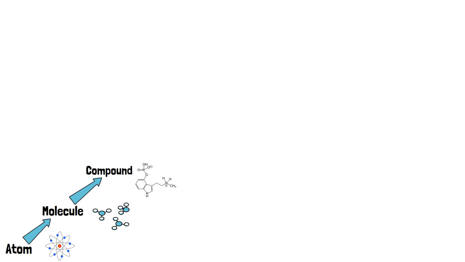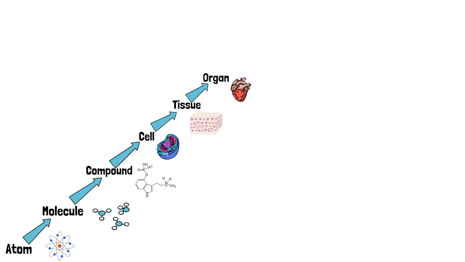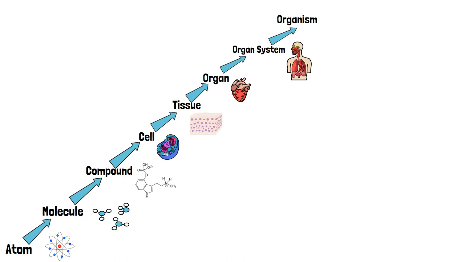Many molecules then combine together to form a compound. Compounds combine together to form a cell. Cells combine together to form tissue. Tissue then combines to form organs. And organs then combine to form organ systems, and many organ systems will form an organism.